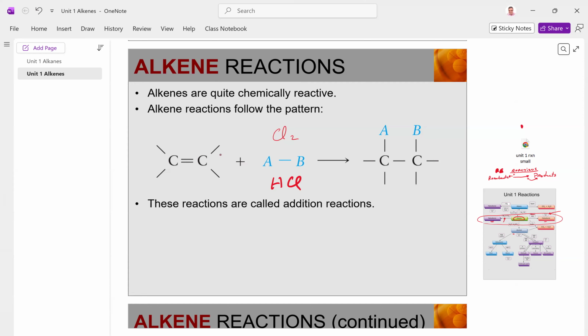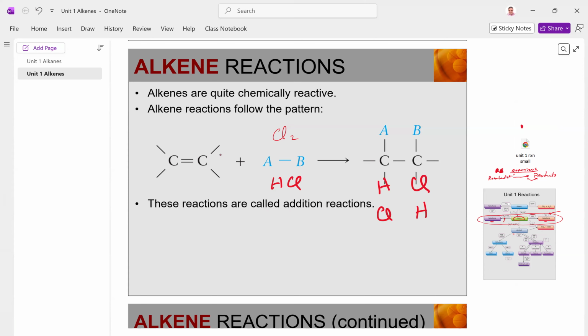Let's do the bottom one first. We add the HCl to this. The H corresponds to one end and the Cl corresponds to the other. It's going to be added like that half the time. The other half the time it's going to be flipped, like that. That's why there's a mixture.